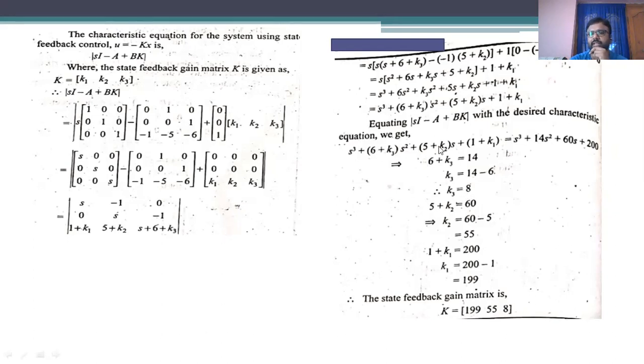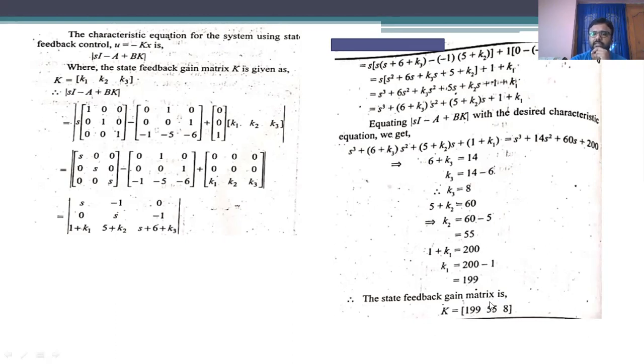And equating S terms on both sides, we get 5 plus K2 is equal to 60. Therefore, K2 is equal to 60 minus 5, that is 55. And equating the constant values on both sides, 1 plus K1 is equal to 200. So we get the value of K1 as 199. That means K1 value is 199, K2 value is 55, and K3 value is 8.